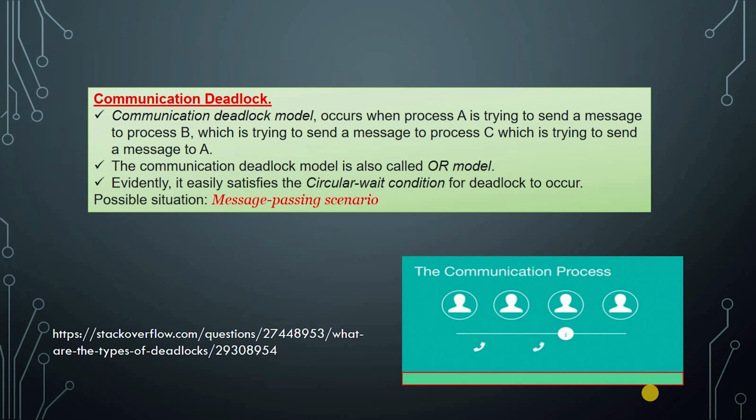Second type, communication deadlock. The communication deadlock model occurs when process A is trying to send a message to process B, which is trying to send a message to process C, which is trying to send a message to A. The communication deadlock model is also called the OR model. Eventually, it easily satisfies the circular wait condition for deadlock to occur. Possible situation: message passing scenario.